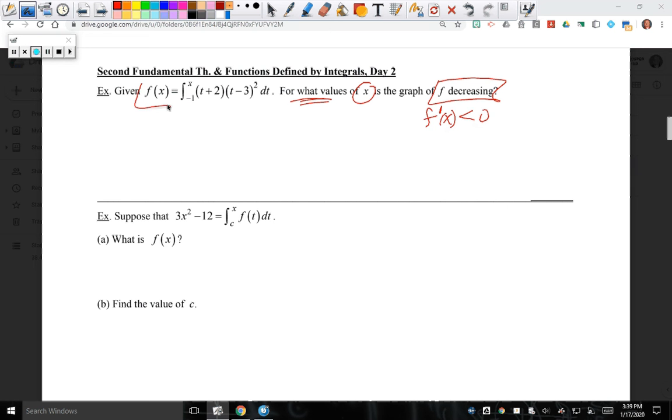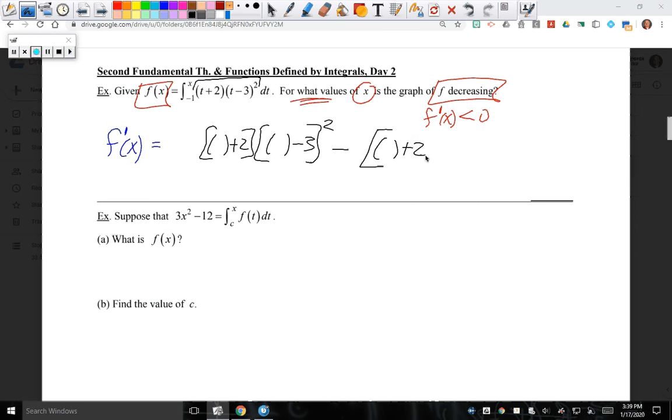I don't have an f prime, but what we learned today was the second fundamental theorem, so I can say f prime is equal to, let's go to the integrand, parentheses x plus 2, times parentheses x minus 3, squared. And I'm going to do this twice because it's f of b minus f of a. Again, this is the shortcut. And most likely this will be a multiple choice question.